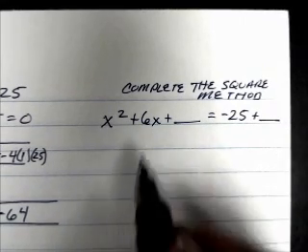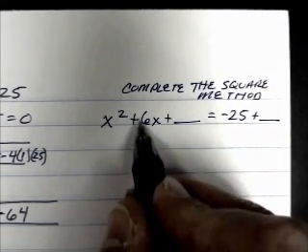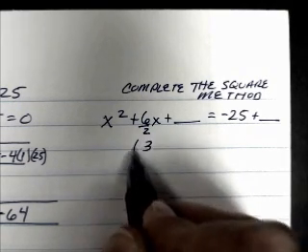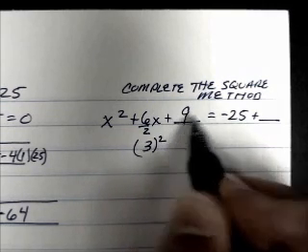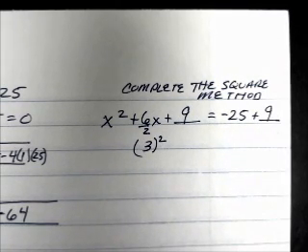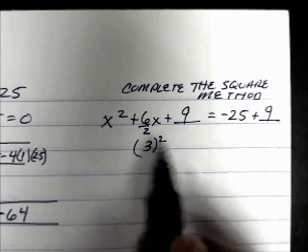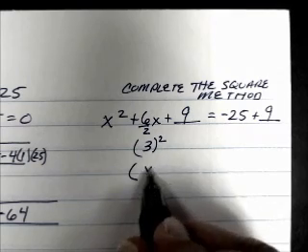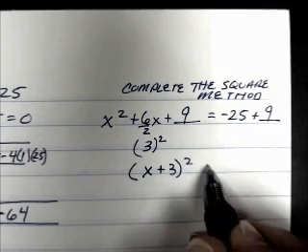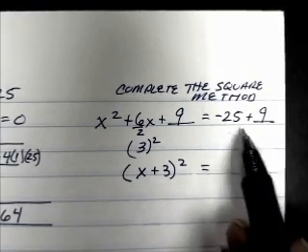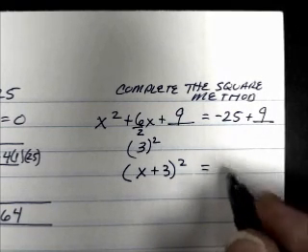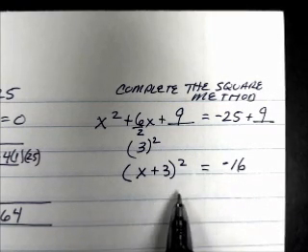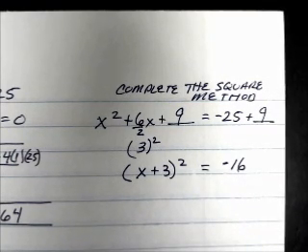Now, what goes in each blank? Go to the coefficient of x. Divide that by 2. You get 3. 3 squared is 9. So we're adding 9 to both sides. Now, we've made this into a trinomial that factors into a binomial squared, x plus 3 squared, equals negative 25 plus 9, negative 16. We have x plus 3 squared equals negative 16.